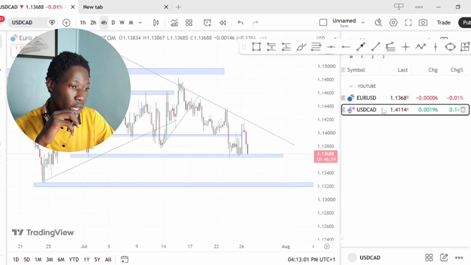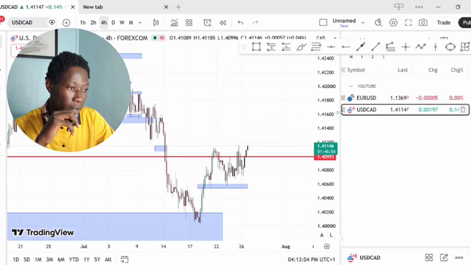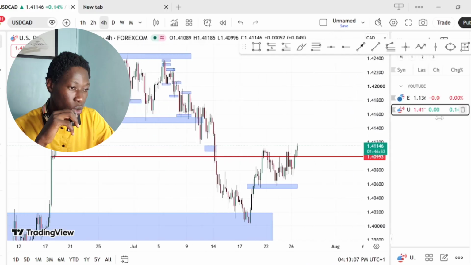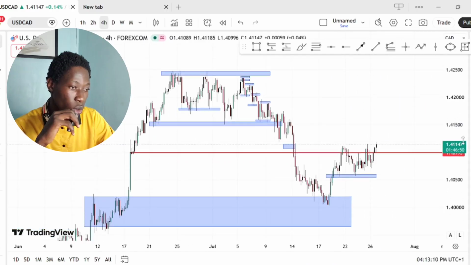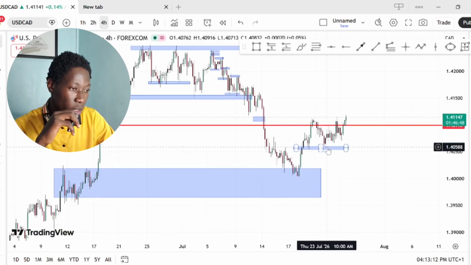Now let's go to USD CAD. So USD CAD, anticipated that this market was going to buy, right? So this is the retracement it made, and now as you can see, this market is already buying.